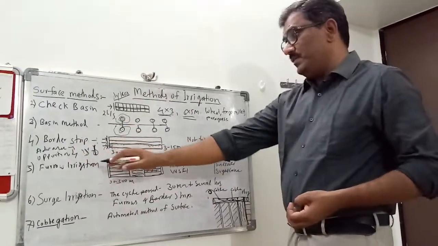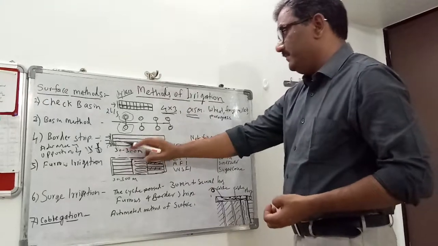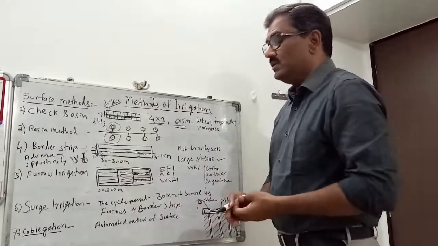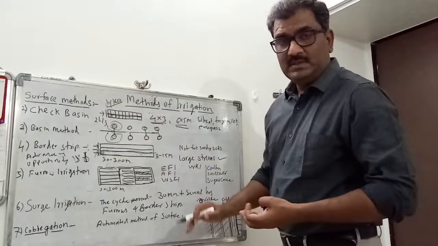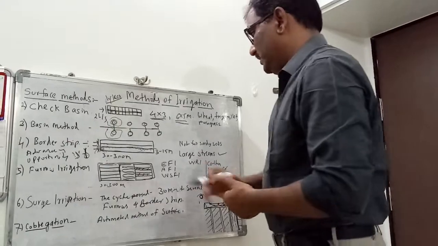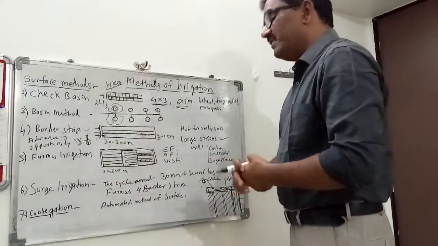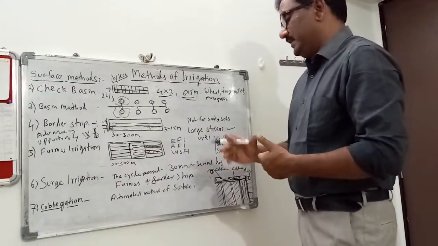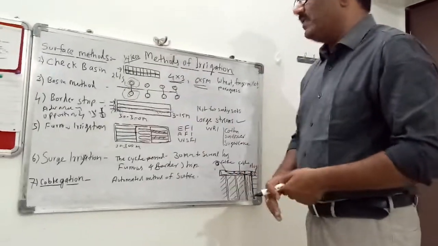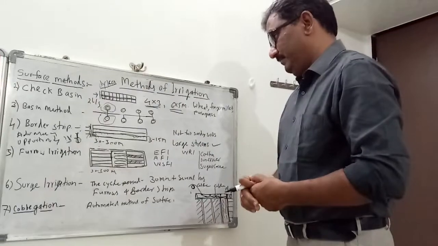What opportunity time we are keeping for any strip or check basin will decide the loss of water or the uniform application of water, meaning uniform depth of application as well as uniform availability to the crop also. So it will reduce the loss of water, and it will increase the water use efficiency also. So these two terms you have to learn: advance of water and opportunity time.